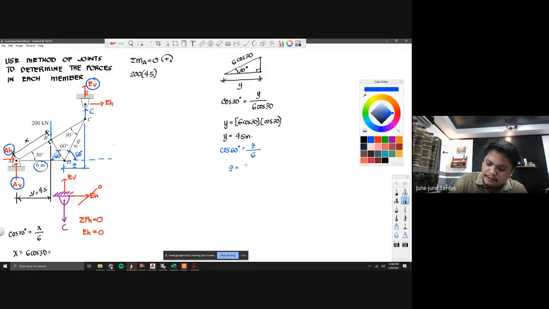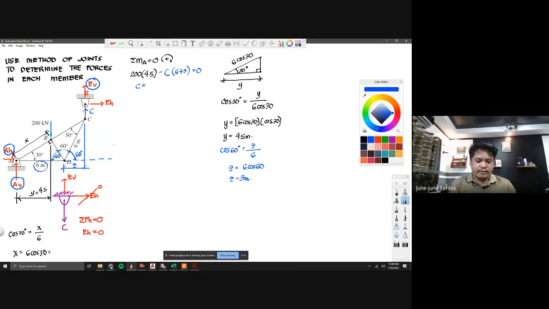So, you have Z equals 6 cosine of 60. So, the value of Z is 6 cosine of 60, so you have here 3 meters. So, minus C. The moment arm is 6 plus Z, or 6 plus 3 meters. So, you have no other forces. So, you have now the value of C.